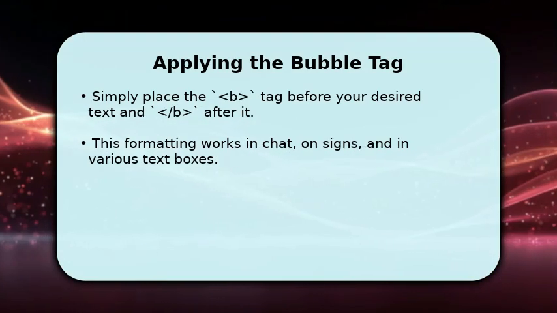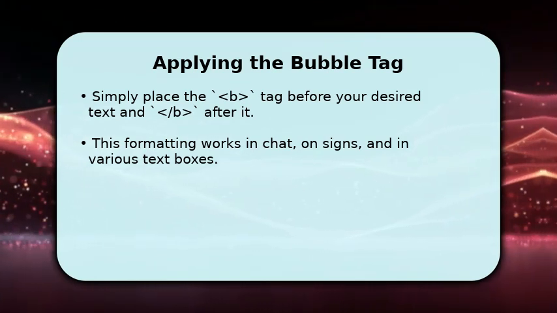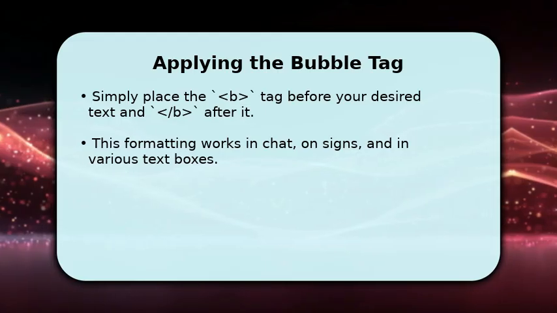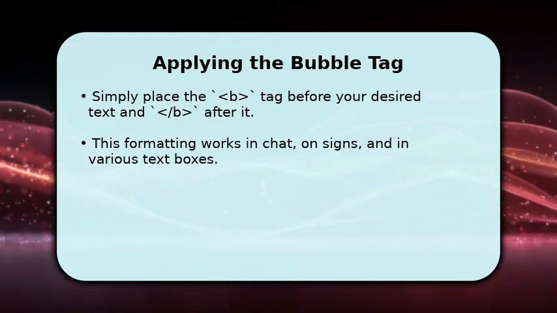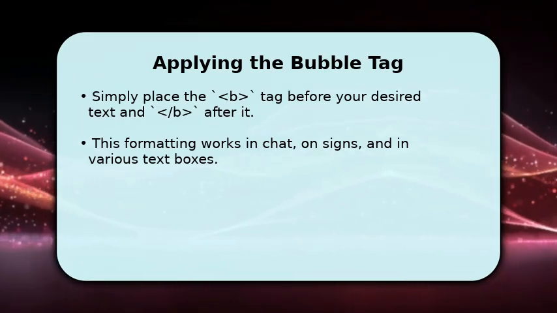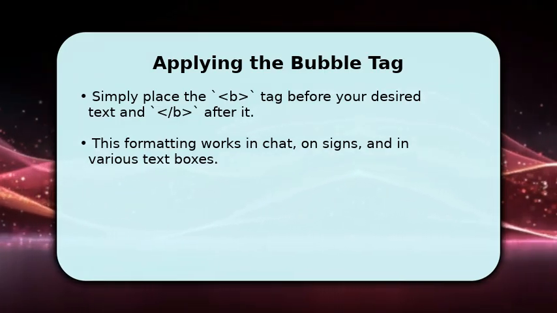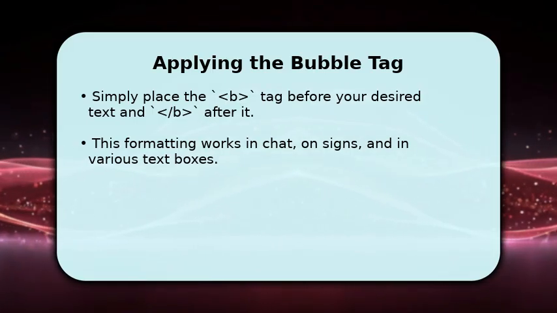Applying the bubble letter tag is super easy. Just type the B tag right before the words you want to make bubbly, and then close it with /B immediately after. For example, B hello /B will display hello in bubble letters. You can use this trick in many places, like the in-game chat, on custom signs you create, or even in descriptions within your own experiences.